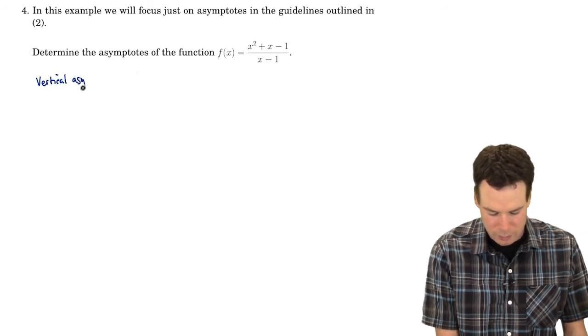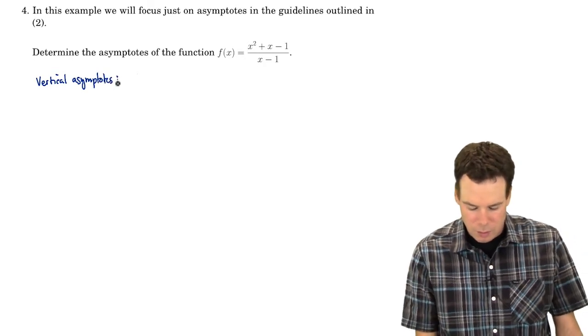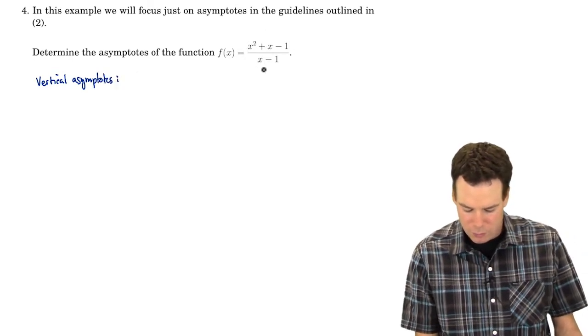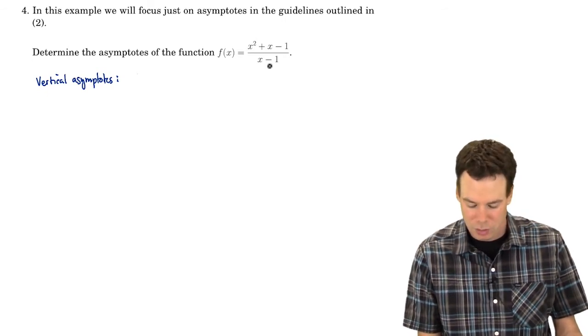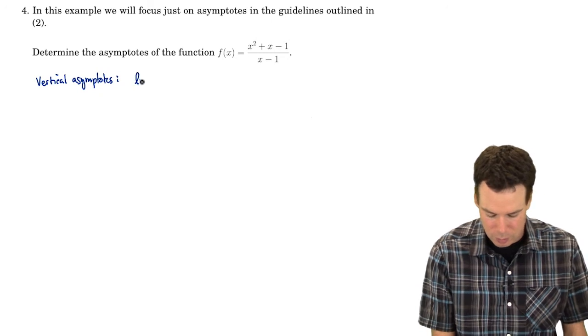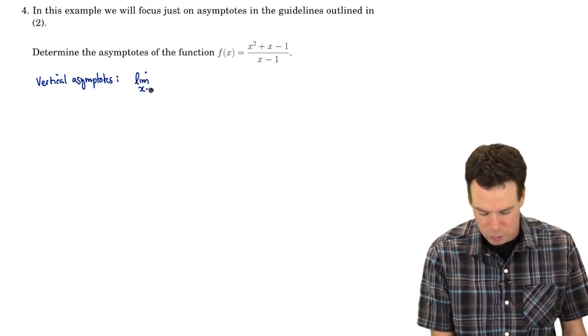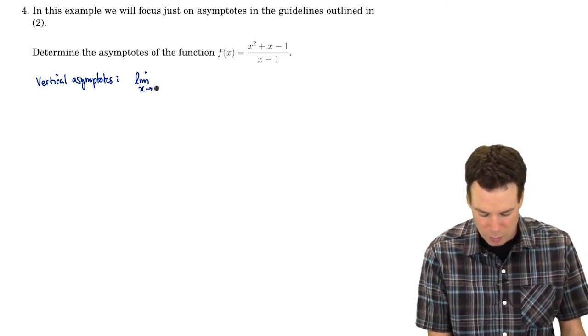What are the vertical asymptotes? Well, for this rational function, it seems that the only place a vertical asymptote could appear is when the denominator is vanishing, when x is 1. So let's look at that. What happens when x goes to 1? We've got to go from either side.